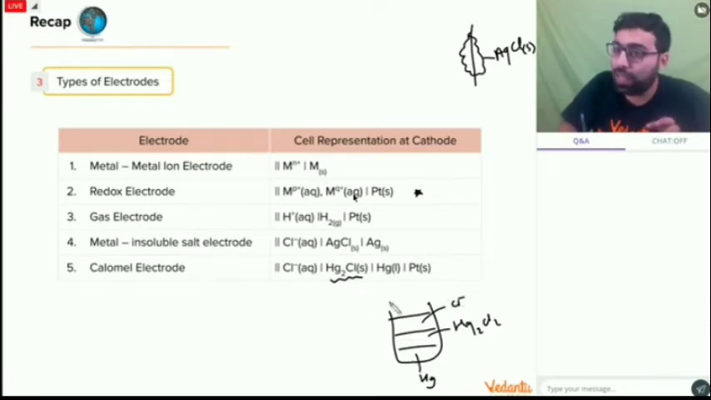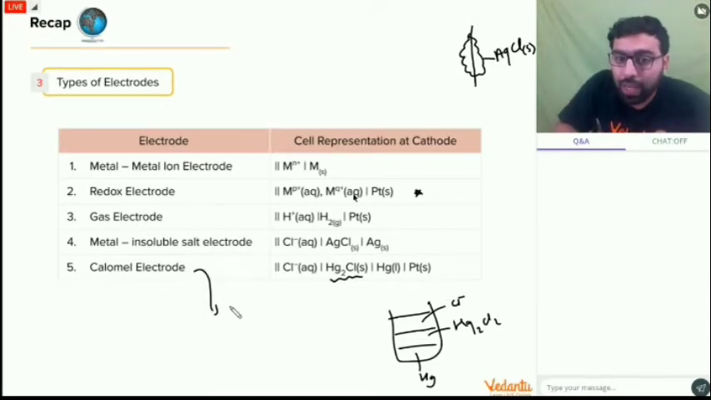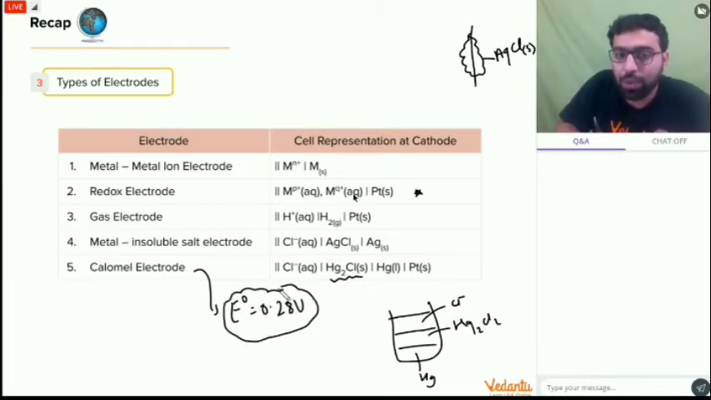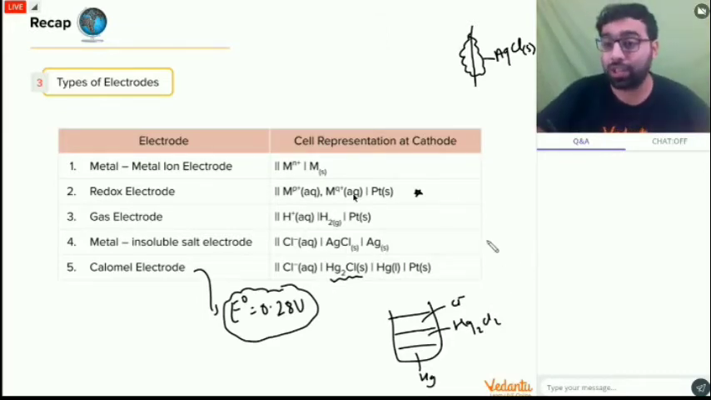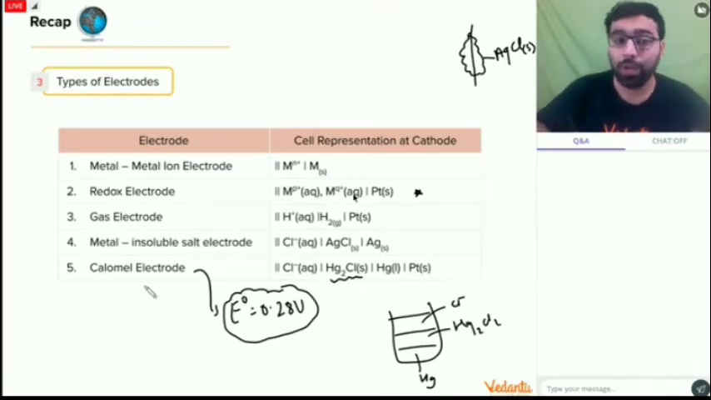This was a layer. Calomel electrode has an EMF of 0.28 volt. Remember this. This will come in one question today. So please remember, the calomel electrode standard reduction potential is 0.28 volts. So this is what we studied in the last class.